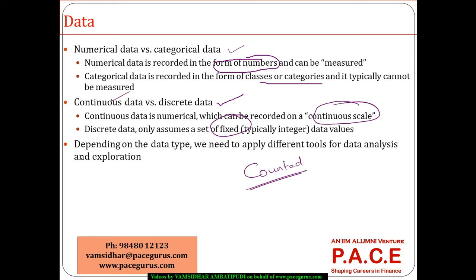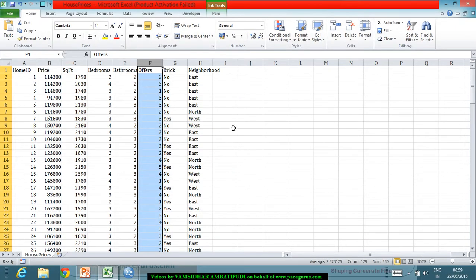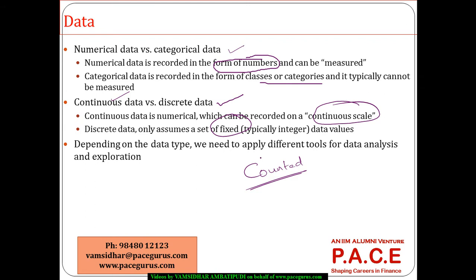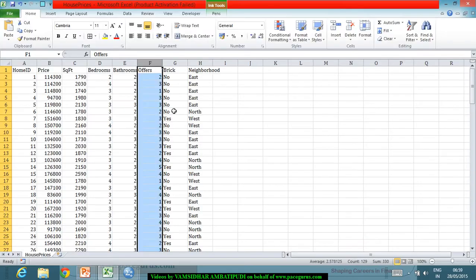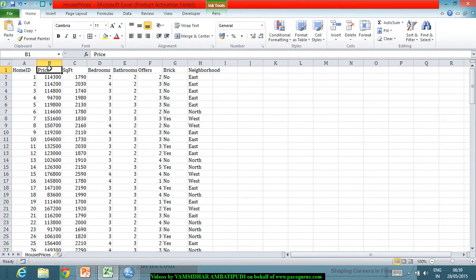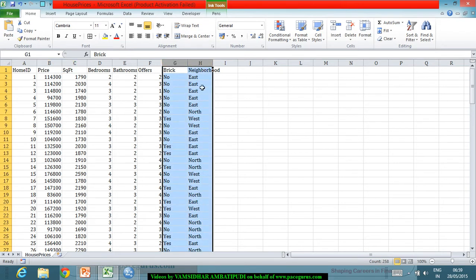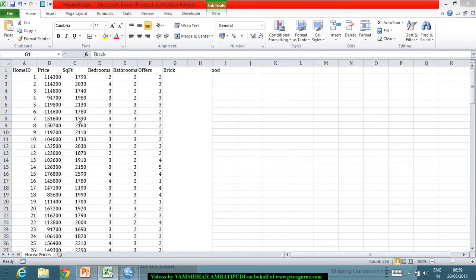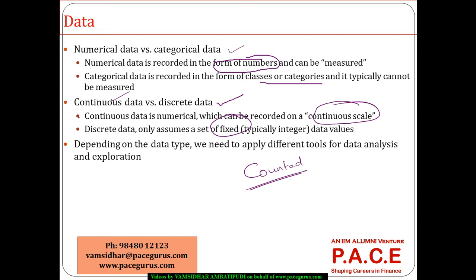So we need to understand, in any data set that is provided to us, what is the continuous data and what is the discrete data, so that we can apply the different tools for different kinds of data. Because some of the tools which I apply on numerical data may not be applicable on categorical data, and vice versa. So I really need to understand the data type so that I can use the appropriate tool for analysis and exploration.